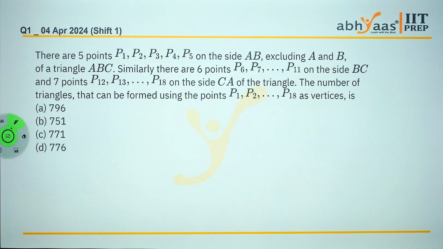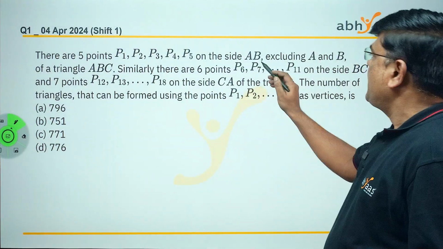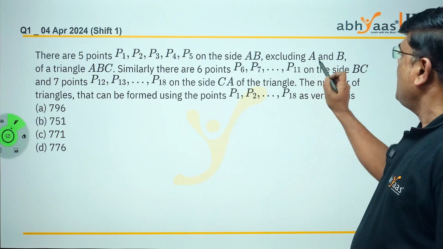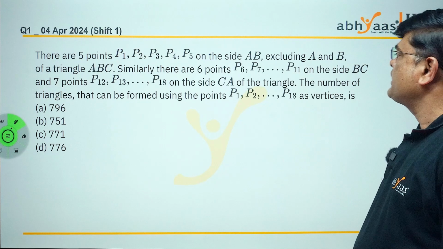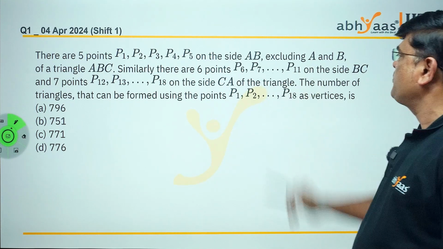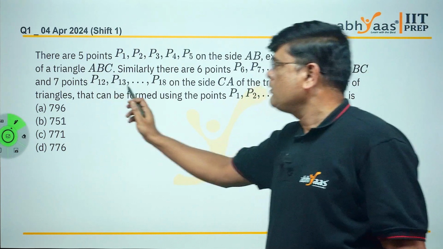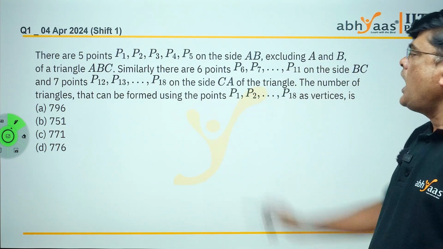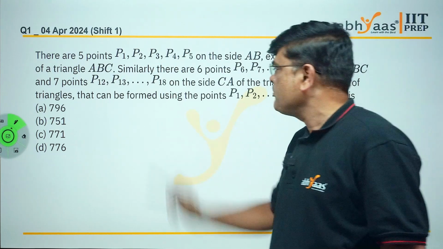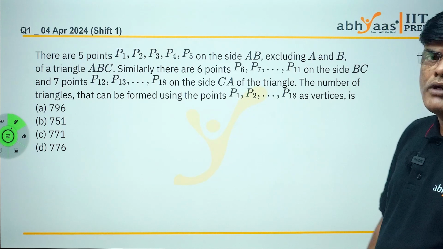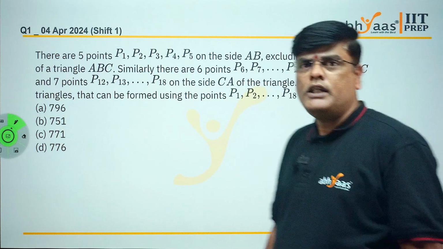there are 5 points P1, P2, P3, P4, P5 on the side AB excluding A and B of a triangle ABC. Similarly, there are 6 points P6, P7 and so on P11 on the side BC and 7 points P12, P13 and so on P18 on the side CA of the triangle. Now, the number of triangles that can be formed using the points P1, P2 and so on P18 as vertices is. Okay, this is the question.